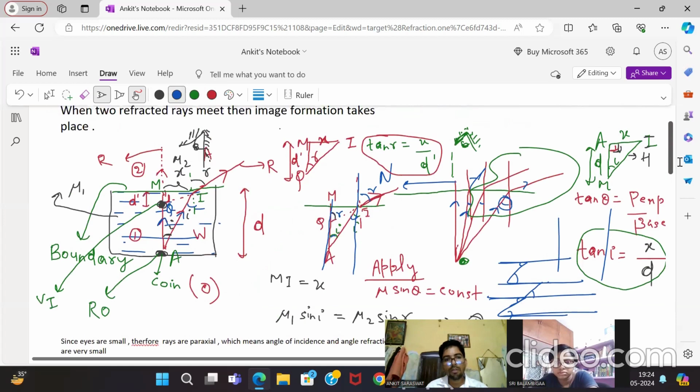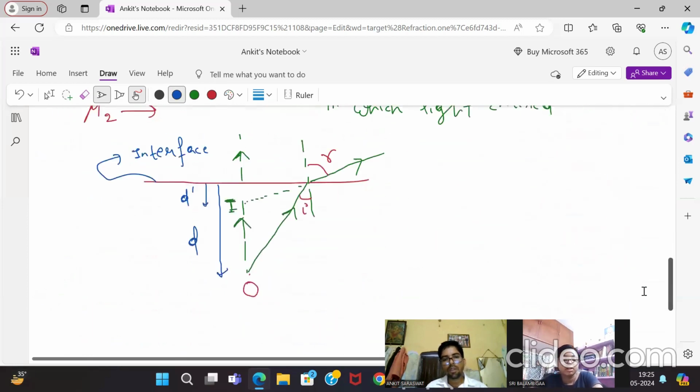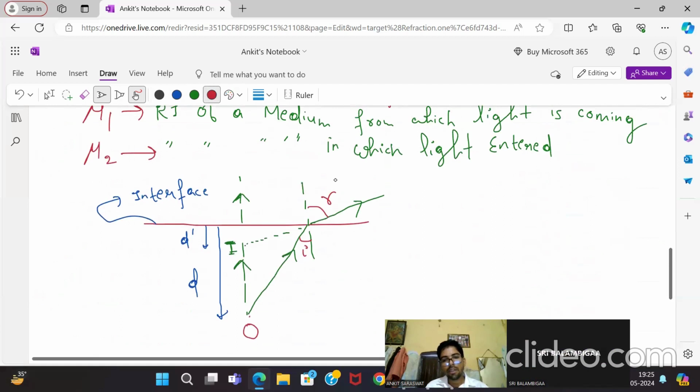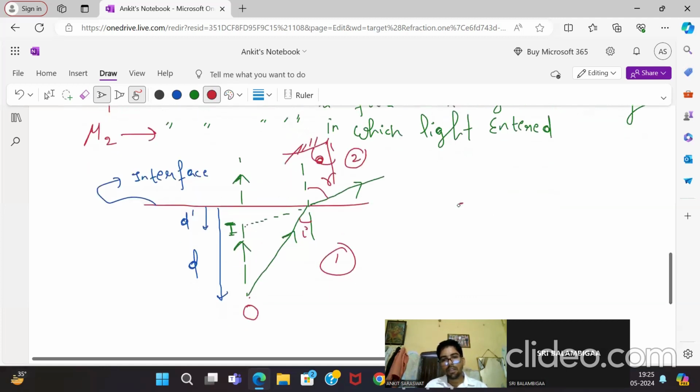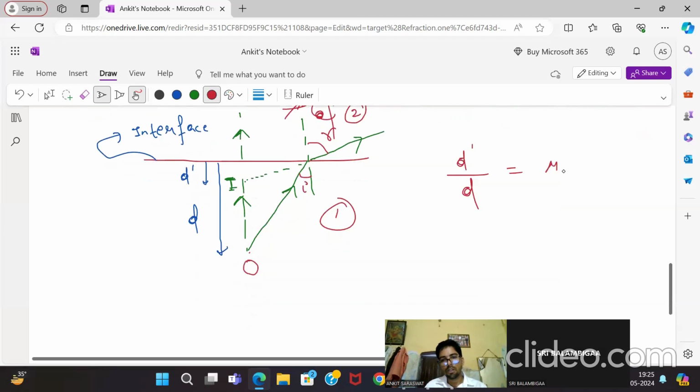Clear? So this formula is valid for one interface and the meaning is clear. Now the observer will be where? The observer is always present where the reflected rays are going, not at the interface. See, the observer will be here because the refracted rays are present here only. So light is coming from this medium, take it as one, and the second medium, two. Is it clear? Now if I ask you, what is D dash by D? How much? Mu2 by mu1. Then D dash is how much? Mu2 by mu1 into D.